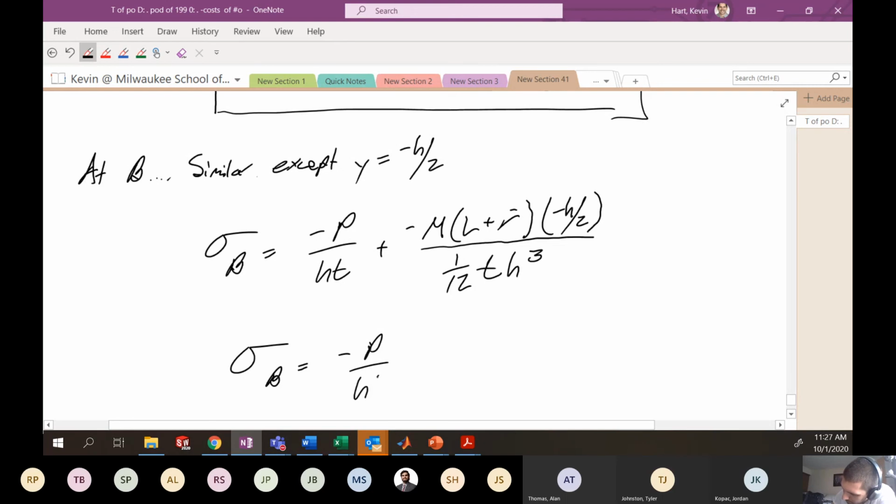Again, I'll pull a negative P on HT out of both of these. Here I'll have now 1 minus 6 times L plus R bar, all on H.